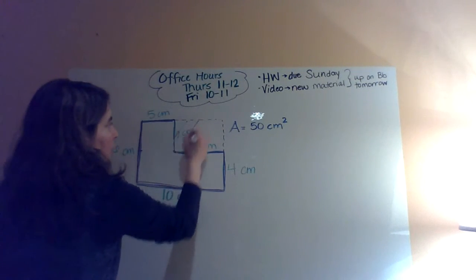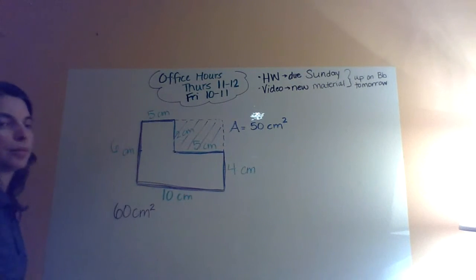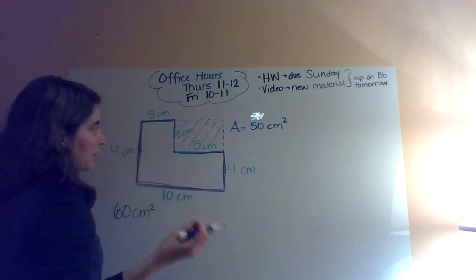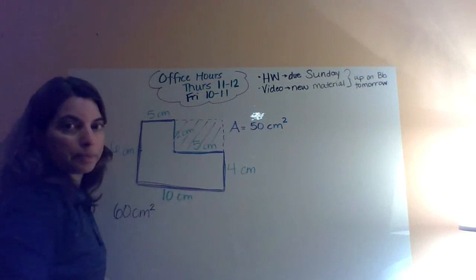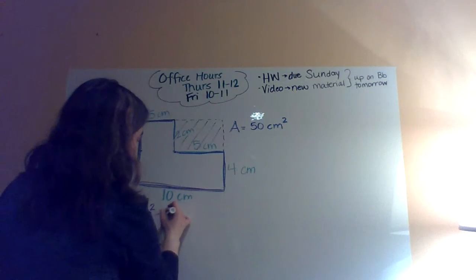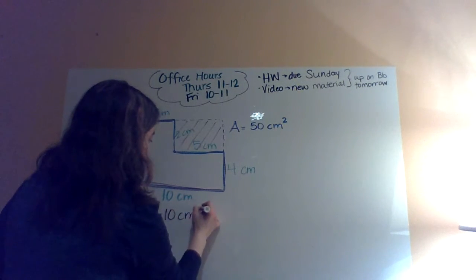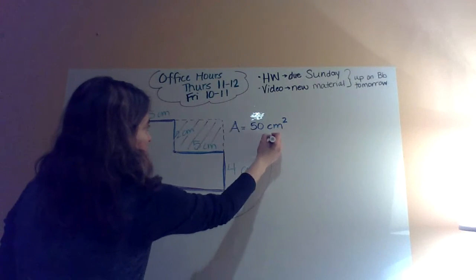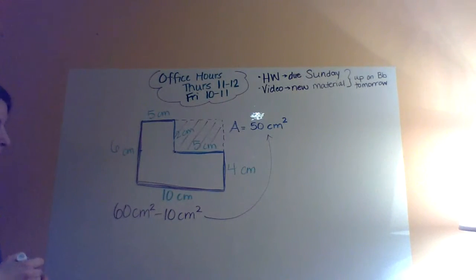But we really don't have this part in there. So I have to take out this chunk that's missing. So I have to take out 10 square centimeters. Again, I get back to 50 square centimeters.